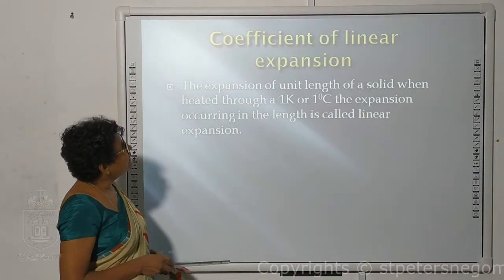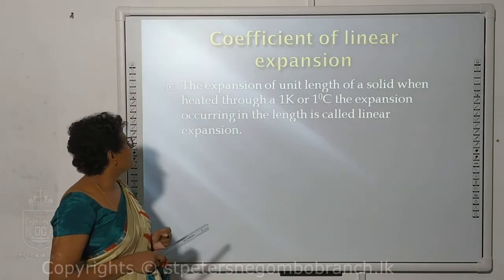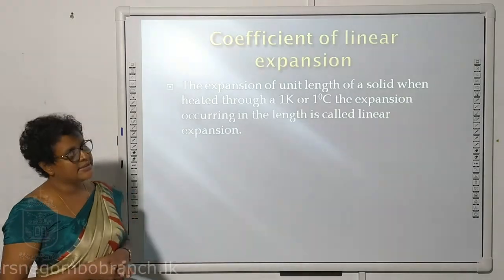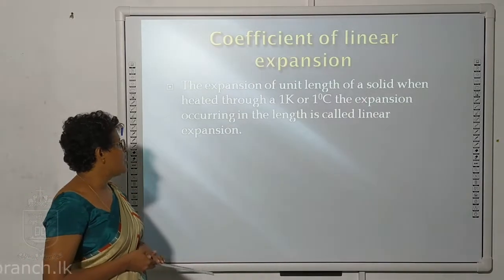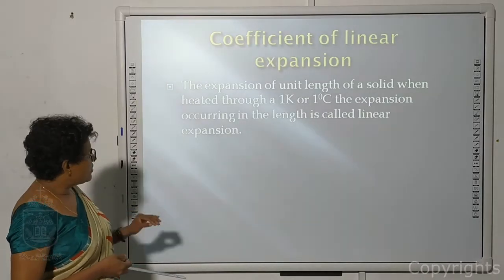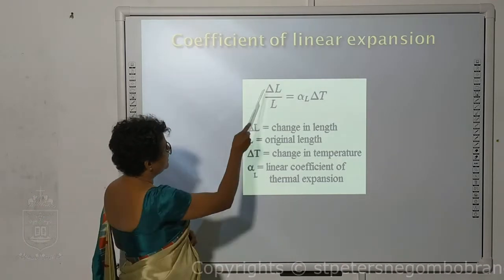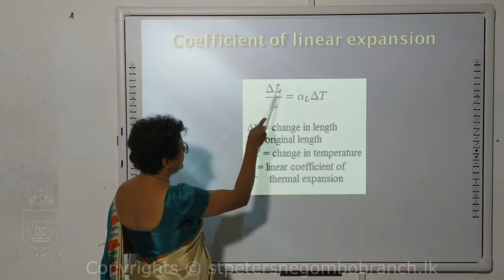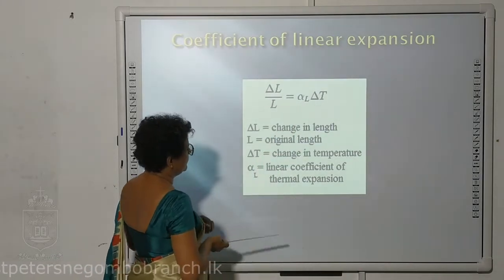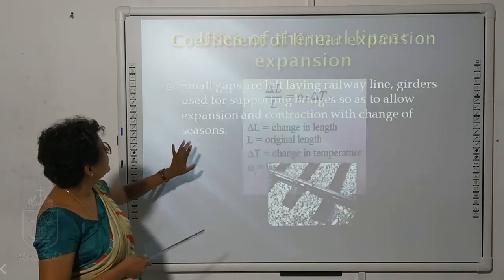Coefficient of linear expansion. The expansion of a unit length of a solid when heated through 1 Kelvin or 1 degree Celsius, the expansion occurring in the length, is called the linear expansion. Normally we denote it as alpha. Here delta L is the increase in length, L is the original length, alpha is the expansivity, and delta theta is the temperature difference. Right? Linear expansivity is alpha.